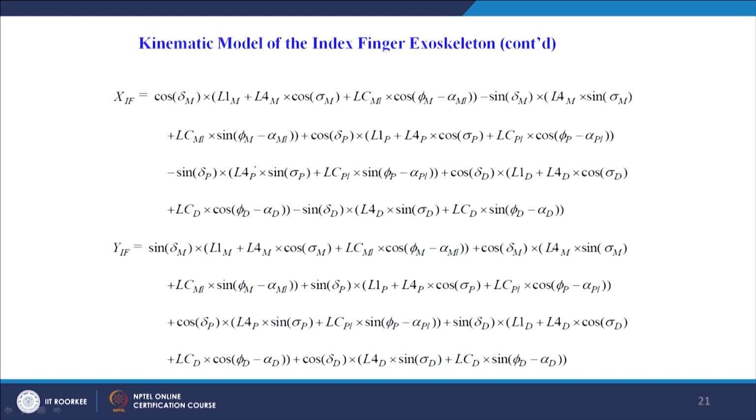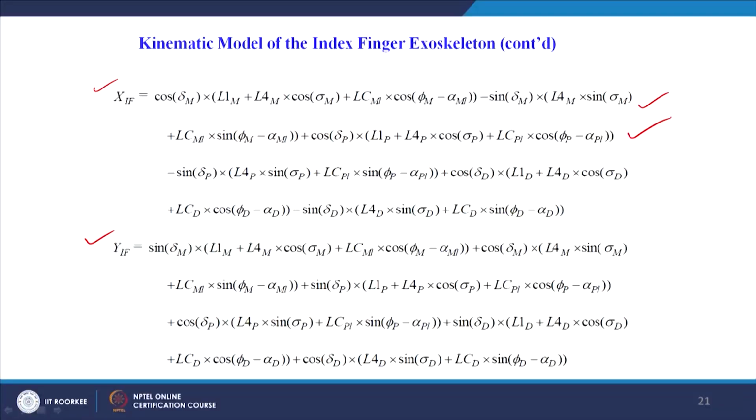Likewise, we go for the index finger's kinematic model, which is a forward kinematic equation where the planar tip xf and yf is given by these expressions in terms of the link lengths and the angle parameters, which are delta, sigma and alpha. Based on them, that is for the proximal phalanx delta, sigma and alpha, for the middle phalanx delta, sigma and alpha, and for the distal phalanx delta, sigma and alpha, collectively the tip can be obtained, that is xf and yf.